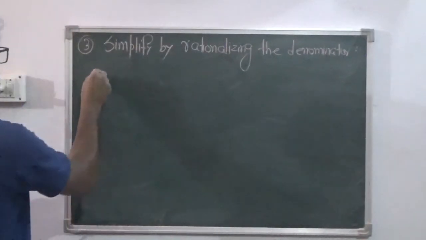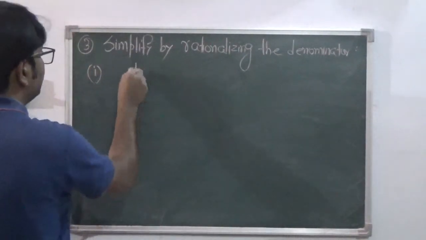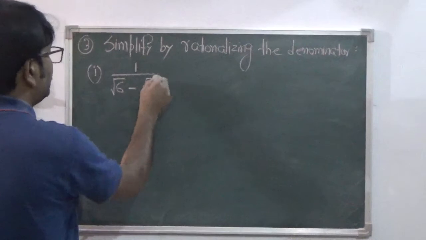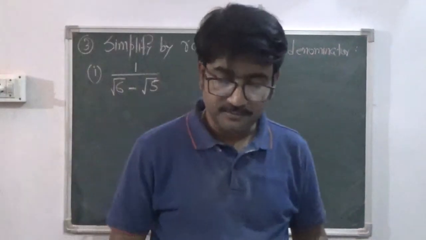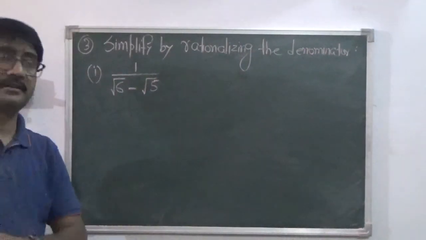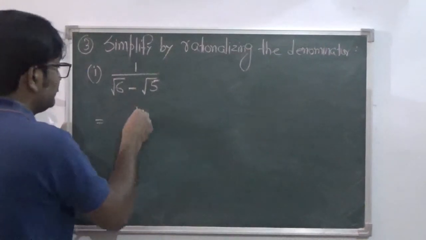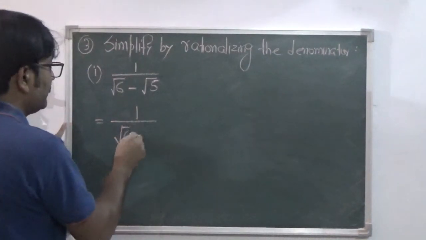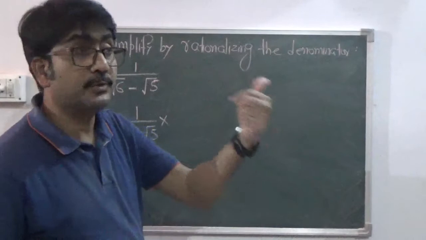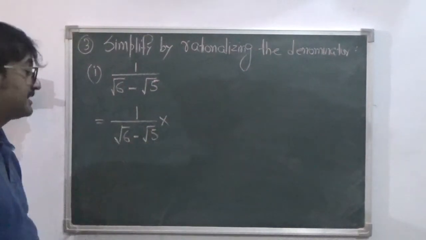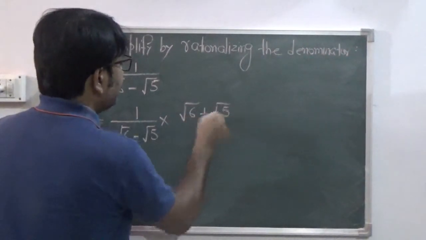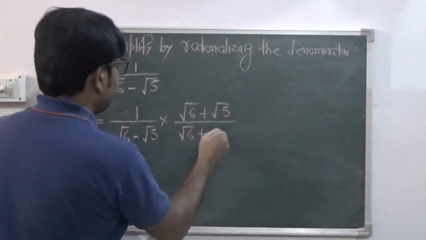So the first question is 1 by root 6 minus root 5. As we have already discussed, we will multiply the denominator by its conjugate so that we can get rid of the irrational nature of the denominator. So we multiply both the numerator as well as the denominator by the conjugate. What is the conjugate of root 6 minus root 5? The conjugate is root 6 plus root 5. So this is root 6 plus root 5 divided by root 6 plus root 5.